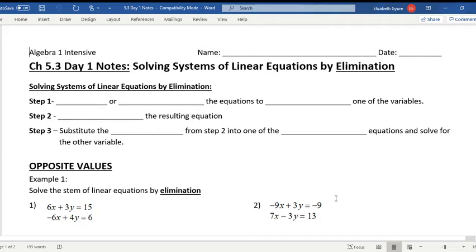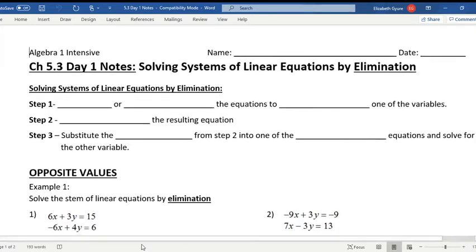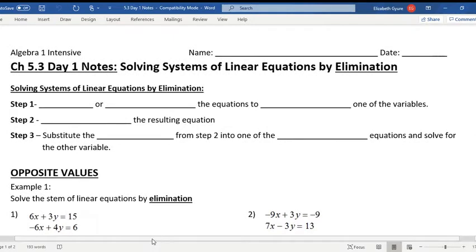So 5-3 day 1, we are going to still continue solving systems of equations, but today we're going to learn a strategy called elimination. I think you're going to like it a lot better than substitution. Substitution is tricky. Yeah, it's a lot easier. So, solving systems of linear equations by elimination.